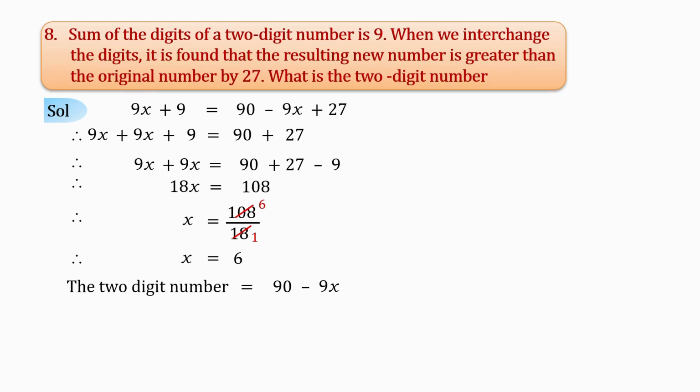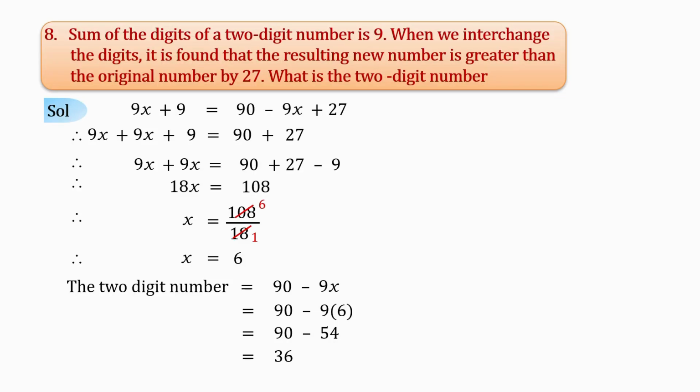So x we got is 6. So the two-digit number will be 90 minus 9x. That is the original number. So that is 36. So this is the number.